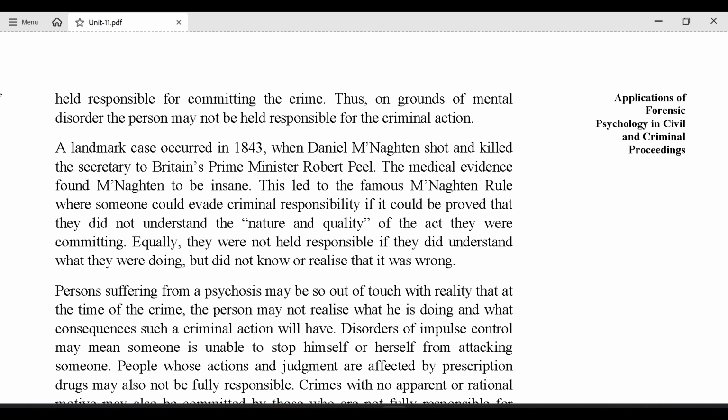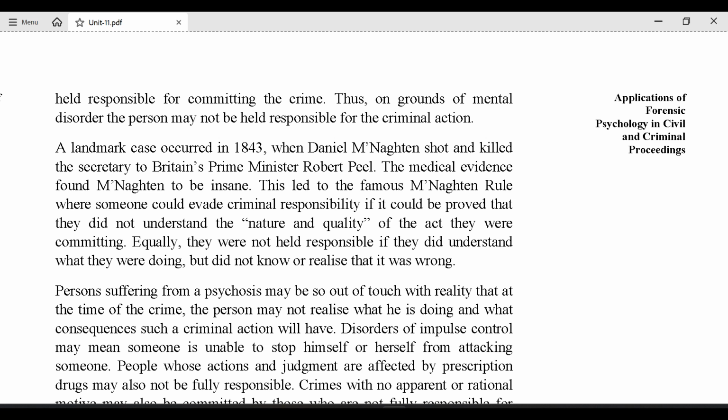A landmark case occurred in 1843, when Daniel M'Naghten shot and killed the secretary to Britain's Prime Minister Robert Peel. The medical evidence found M'Naghten to be insane. This led to the famous M'Naghten rule, where someone could evade criminal responsibility if it could be proved that they did not understand the nature and quality of the act they were committing. Equally, they were not held responsible if they did understand what they were doing, but did not know or realize that it was wrong.